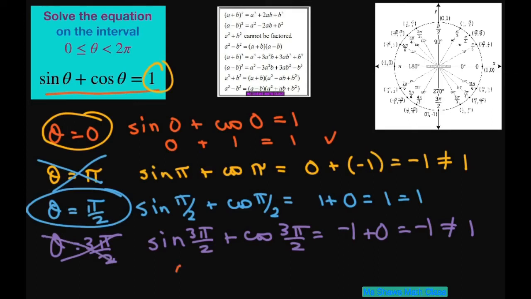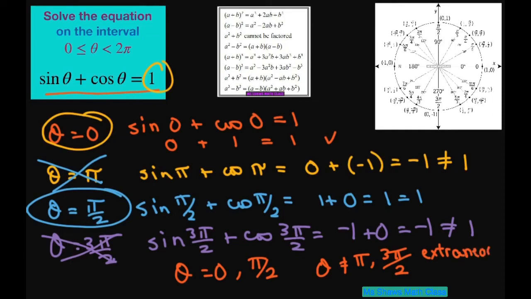So our two solutions are here: theta equals 0 and pi divided by 2. Also, theta equals pi and 3 pi divided by 2 can't be solutions because these are extra non-solutions. So it's called extraneous, extra non-solutions.